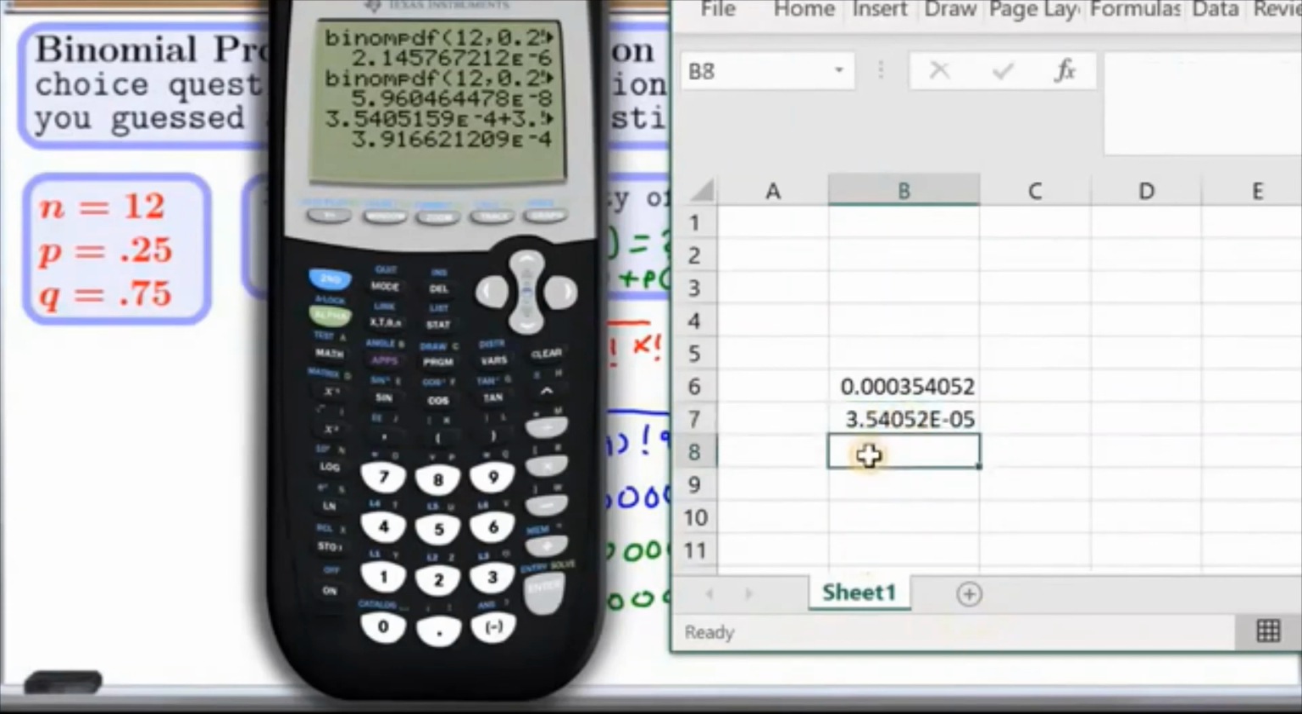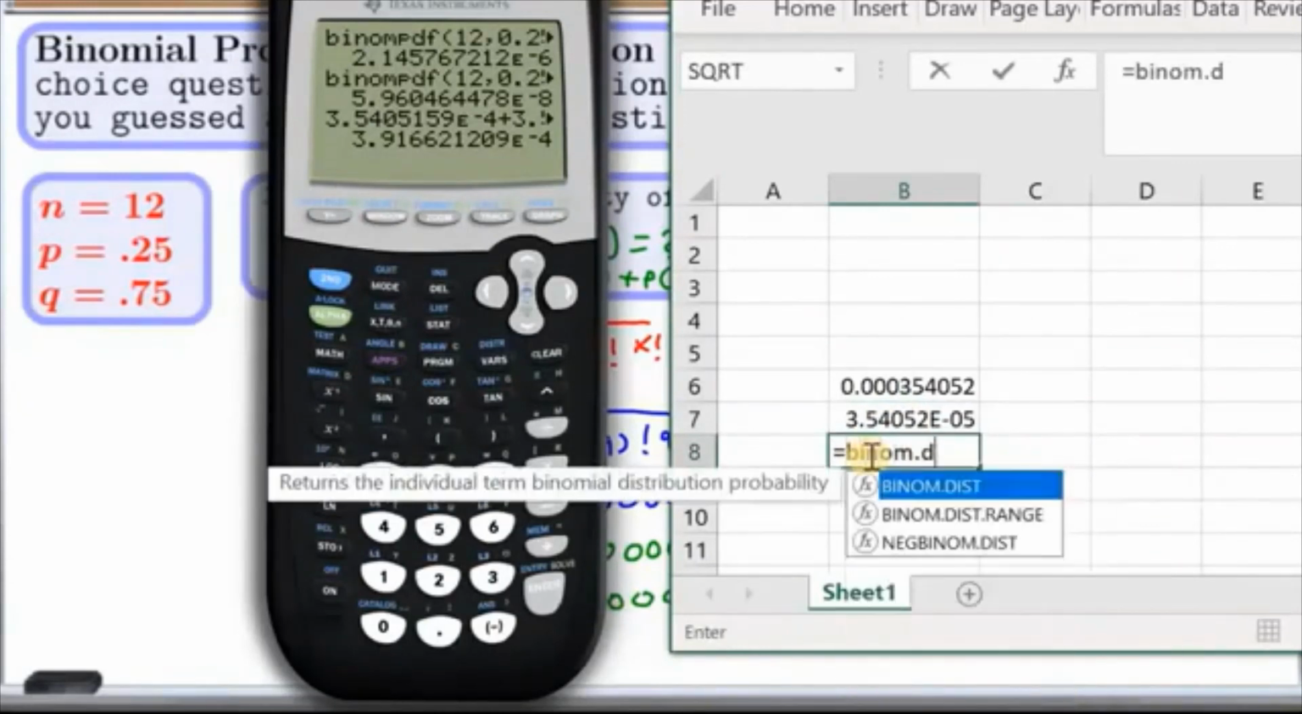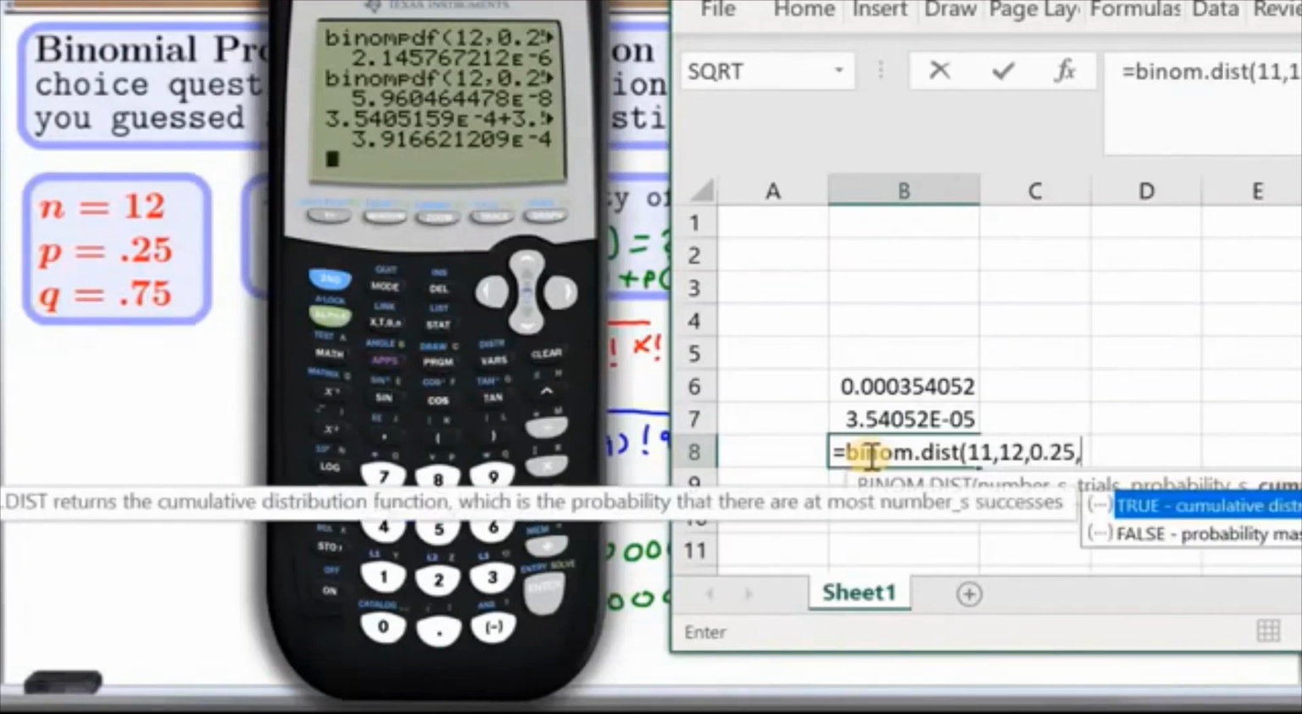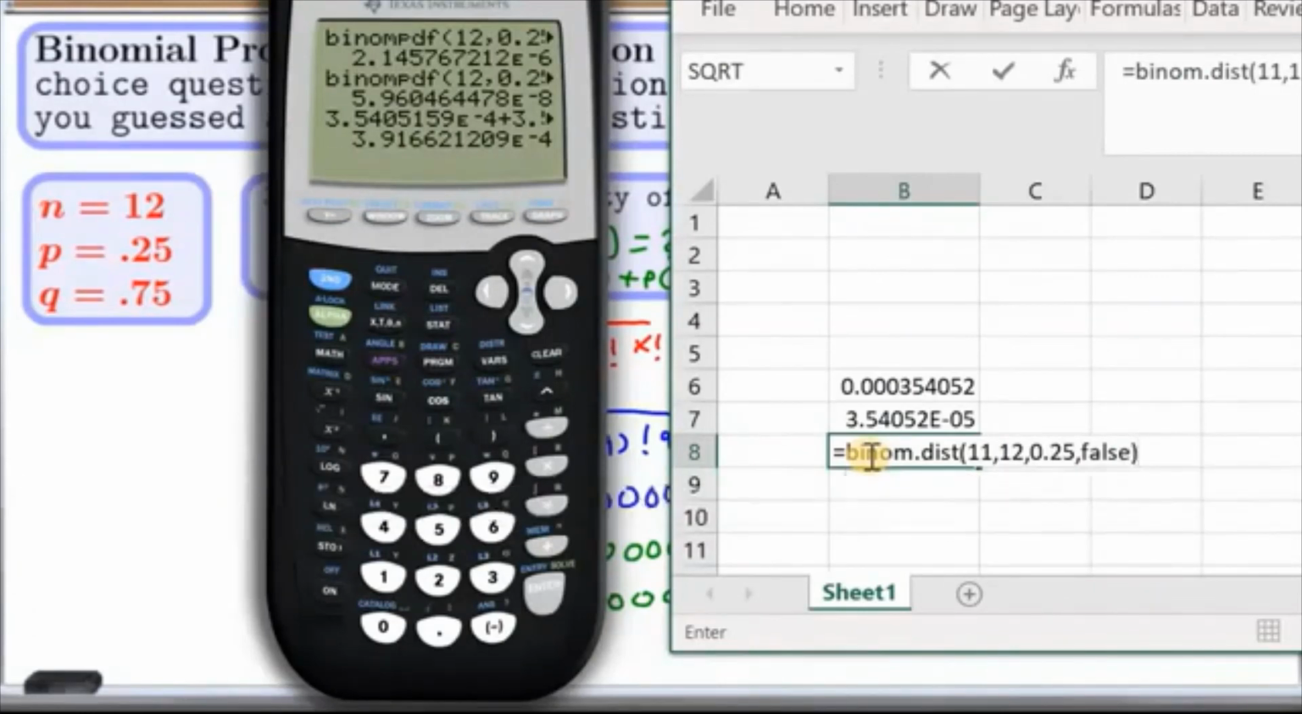Now let's find probability of 11. So for that, again, type in equals, type in binomial dot dist, then put parentheses. Our number here will be 11 since we are trying to find probability of 11. Our trials is 12, then our p is 0.25. Then we'll be typing false here, or you can also type 0 because we are trying to find probability at 11. So then close your parentheses, then hit enter.